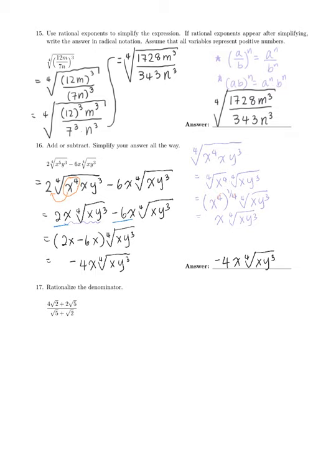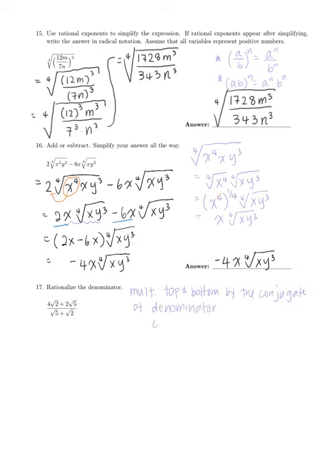All right, next one. Rationalize that denominator. Okay, so here's the trick. Rationalizing the denominator means that you don't want to see a radical on the bottom of the fraction anymore. So what's the trick? The trick is to multiply the top and bottom by the conjugate of the denominator.